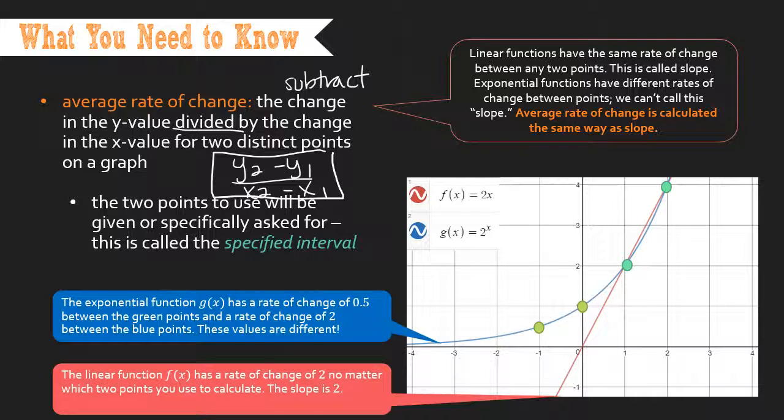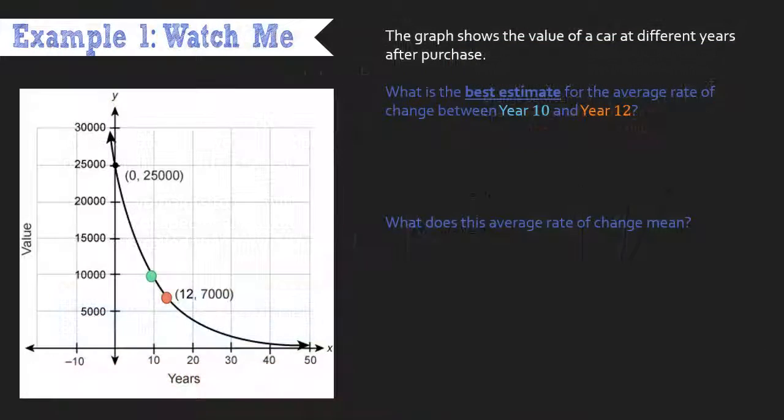So like right here, the exponential function g of x, that's this blue function here, has a rate of change of 0.5 between the green points, but then the blue points up here have a rate of change of 2. Okay, so this is a greater rate of change here than we had right here. Right here we had 0.5, and then up here we had a rate of change of 2. So we're going to go ahead and look to see how we can find those values from a graph.